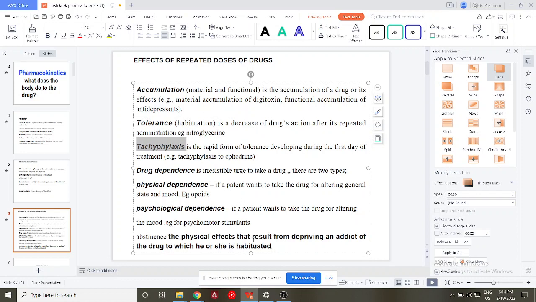Abstinence refers to the physical effects that result from depriving an addict of the drug to which he or she is habituated. For example, if someone is addicted to opioids and you take the person from an environment where he can get opioids, after some time the person is going to get physical symptoms, for example tremors, his hands shaking, headache or sweating. So he's going to be having withdrawal symptoms from opioids. So this is abstinence. When you abstain from a drug for a particular amount of time, you're going to have withdrawal symptoms. So is everybody following what I'm saying?